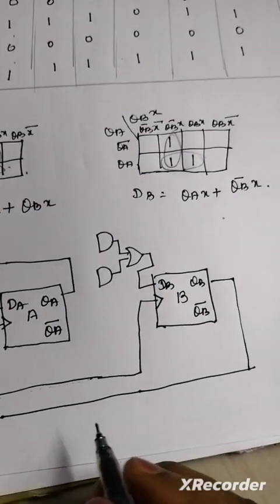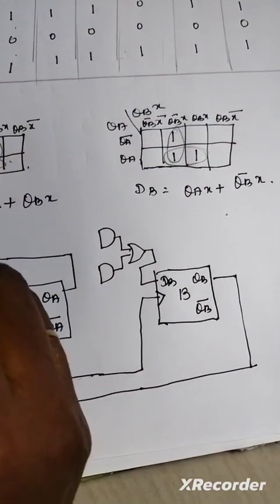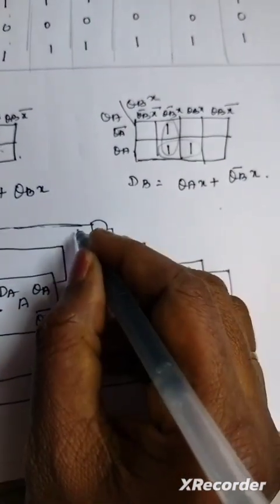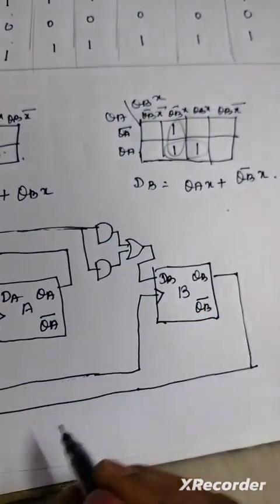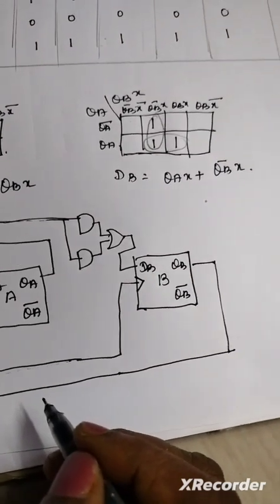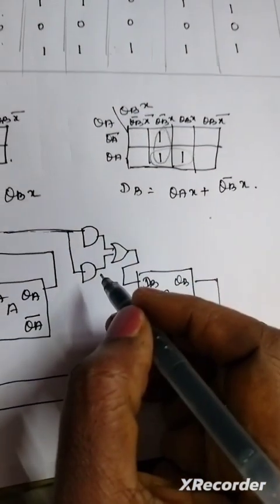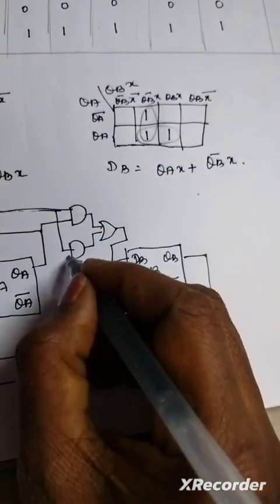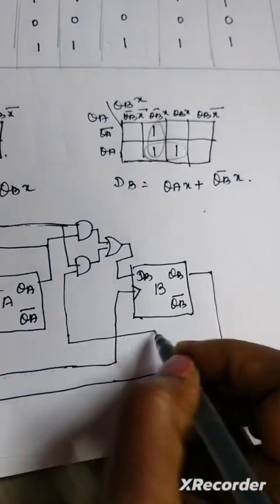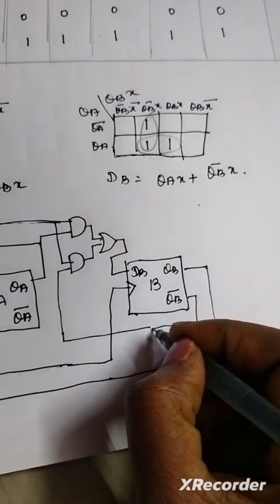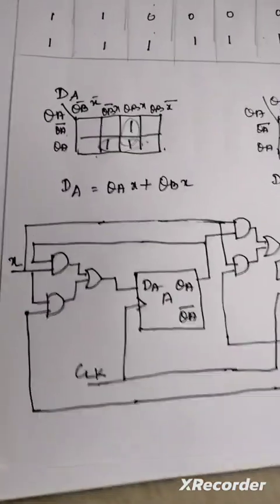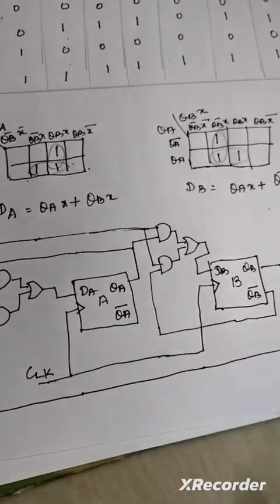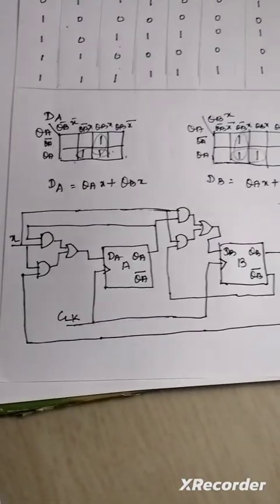DB. And this is X. QA and QB bar. So from here I'm going to connect QA. From here I'm going to connect with the QB bar. So this is the diagram for your synchronous sequential circuit for the sequence detector.